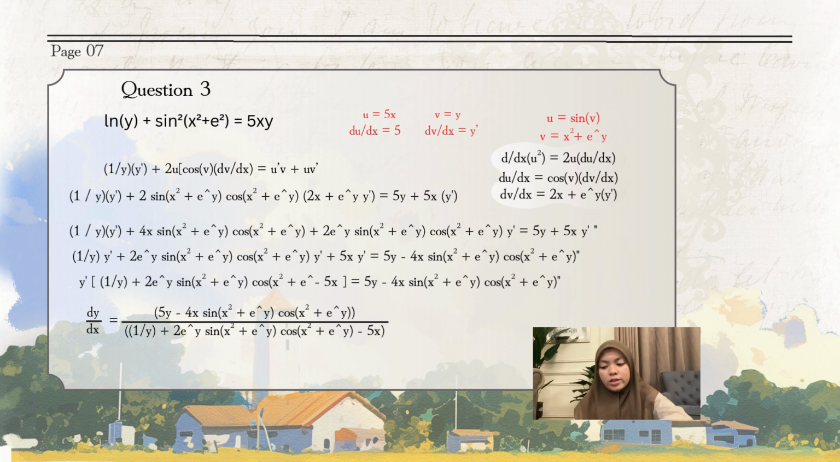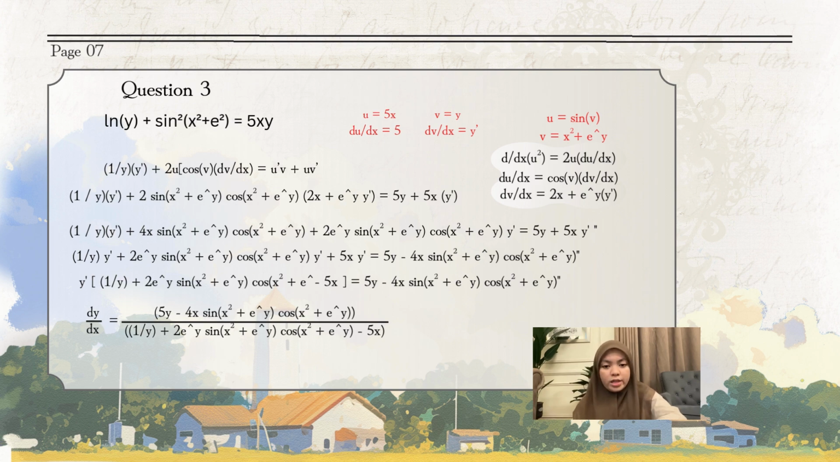For question 3, we need to find dy over dx using implicit differentiation. The original equation is ln y plus sin of the bracket x squared plus e power of y equal to 5xy. The first step, we need to differentiate ln y. Since y is a function of x, the derivative becomes 1 over y multiply y prime.